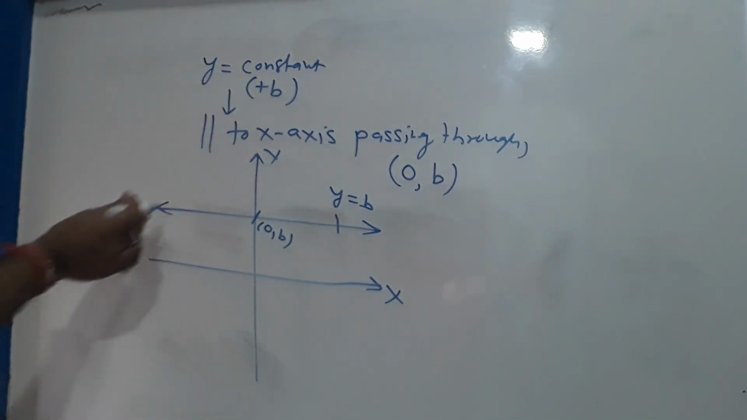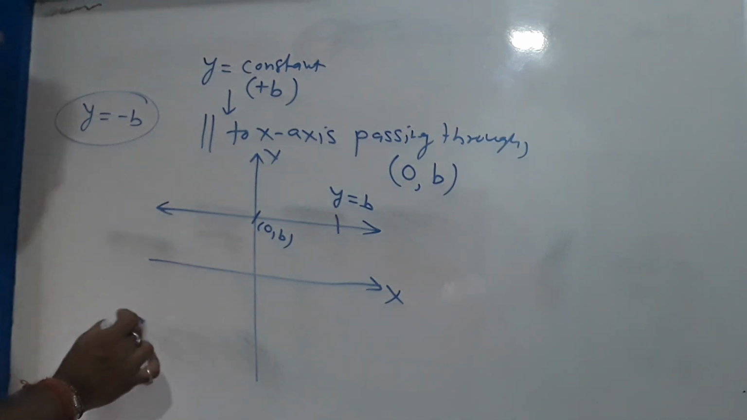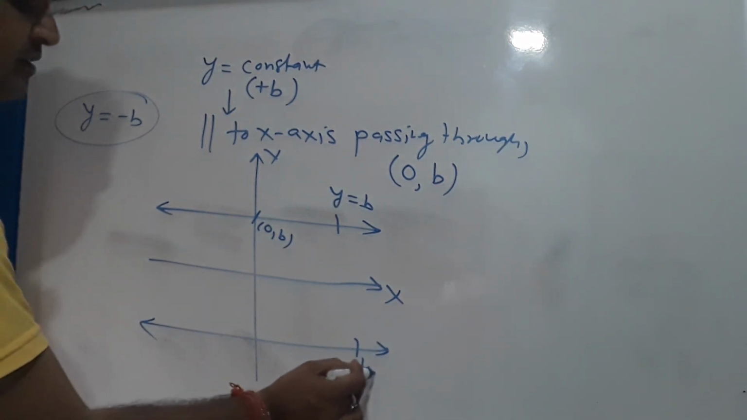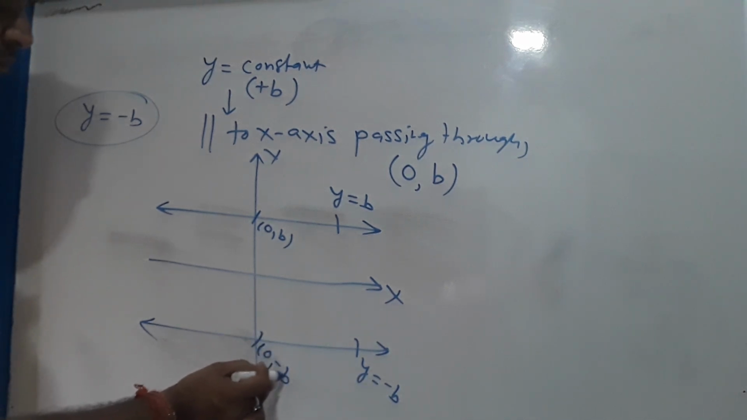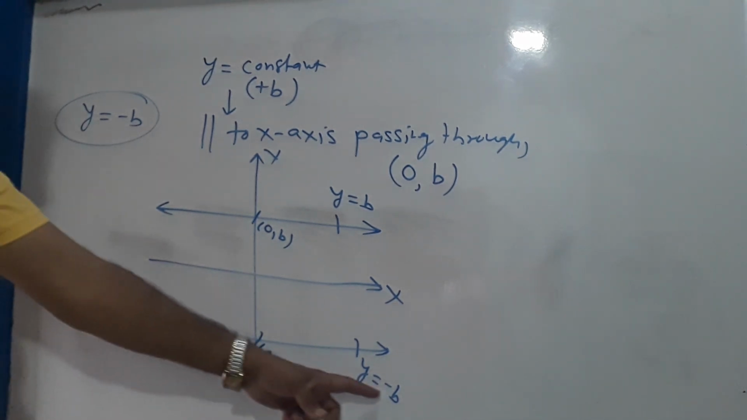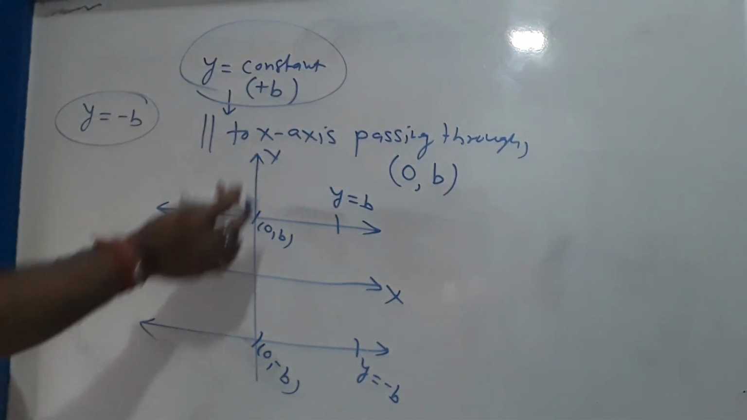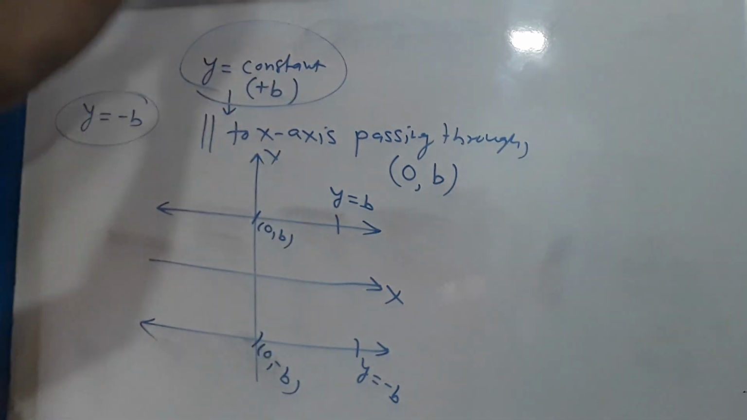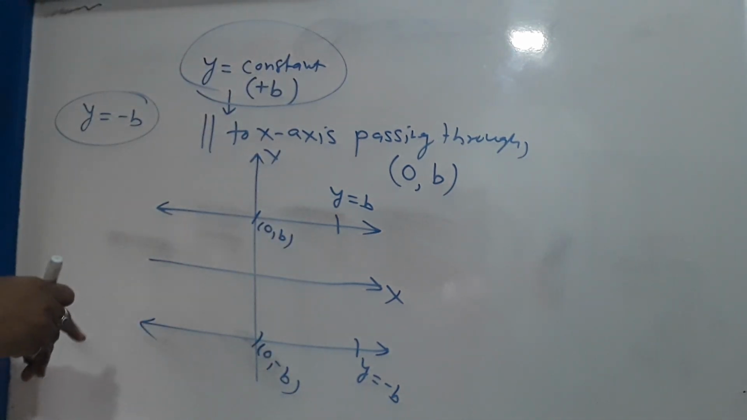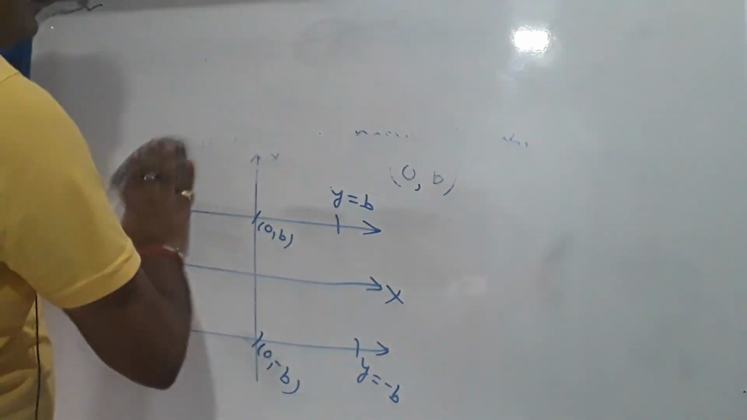When b is positive. Suppose y is equal to minus b, then again it is a line parallel to the x axis, passing through 0 comma minus b, because b is negative. So when y is constant, it is a line parallel to the x axis. When x is constant, it is a line parallel to the y axis. Correct?